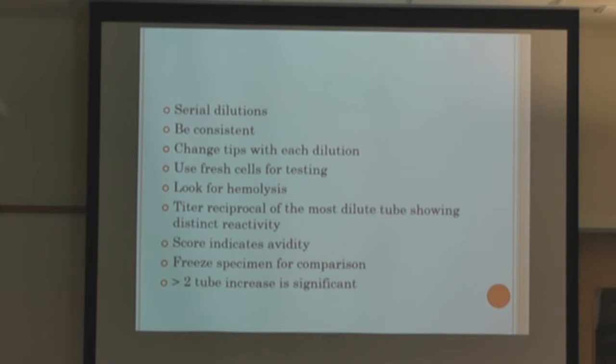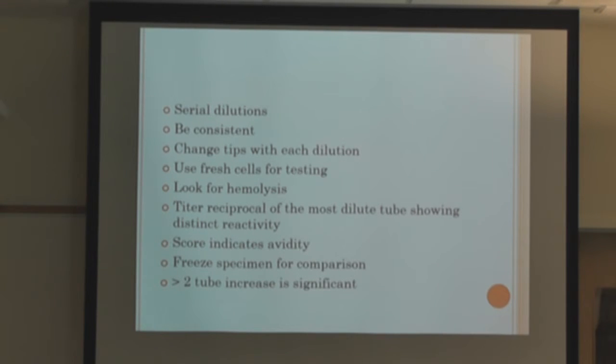All right, so in order to do a titer, you do serial dilutions. The important thing is to be consistent. Change your tips. Everybody's got a 100 microliter pipette and some tips. You get the bonus sheet. You get the partial container, so you get the extra box. Change your tips in between.